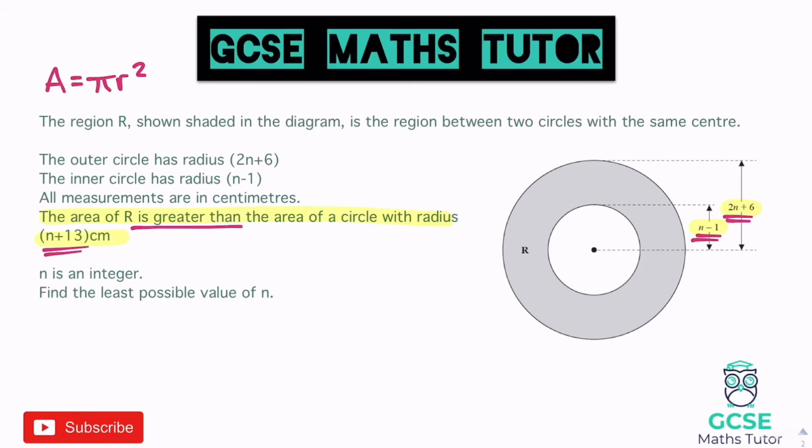So n plus 13 squared is n plus 13 and another n plus 13. If we work that out and expand that, we get n squared plus 13n plus 13n, so that's plus 26n, and plus 13 times 13 is 169. So there we go, that is our area for that circle.